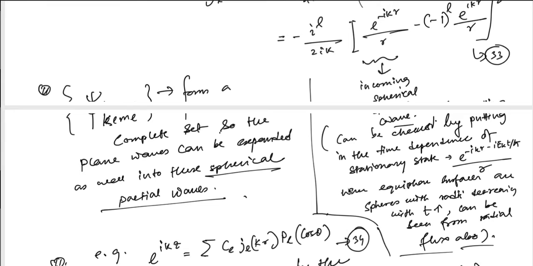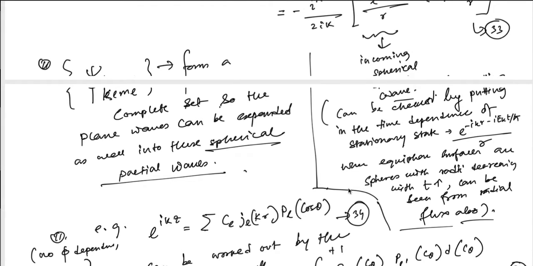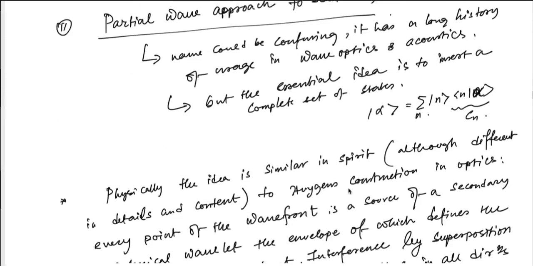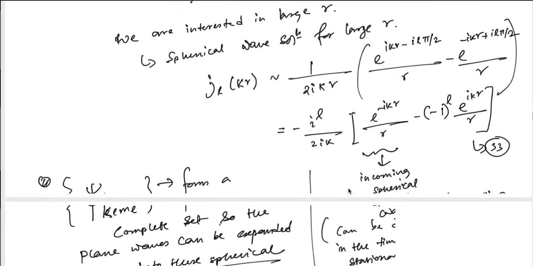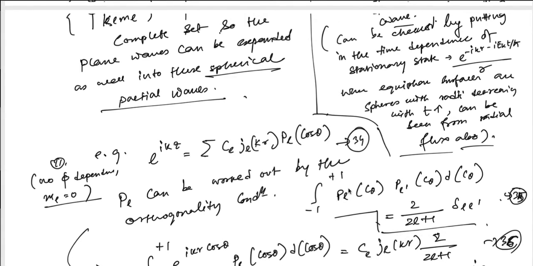Also notice that since these functions are solutions of the Schrodinger equation, they form a complete set of states. So any plane wave or any wave can be expanded in these spherical partial waves. These are my spherical partial waves, which came from writing down the solution of the Schrodinger equation in the spherically symmetric basis. So now I will do that expansion. I will write down the incoming plane wave in the z direction in these bases. When I do that, it can be written in this form.